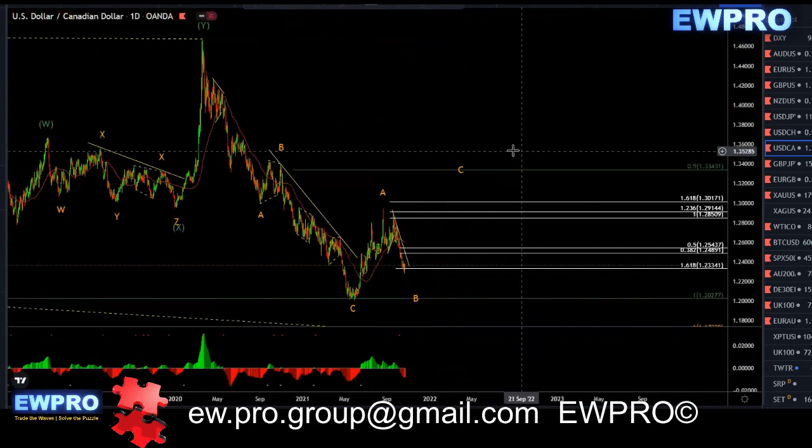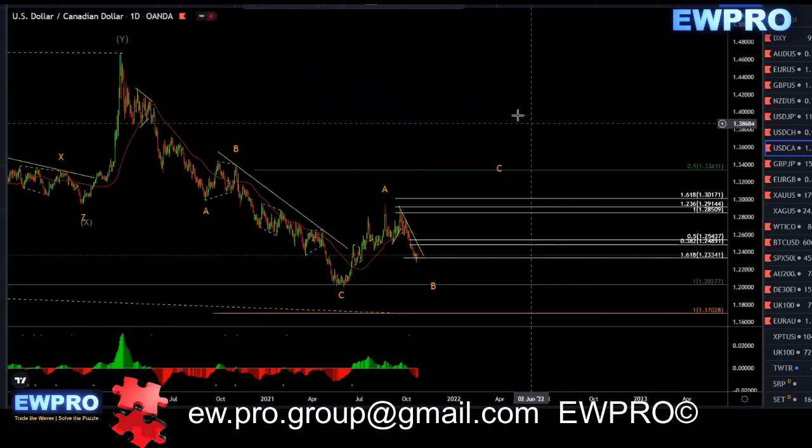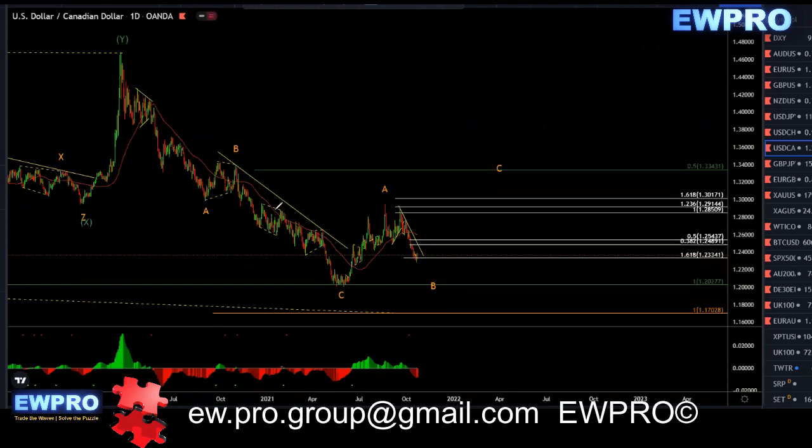Looking at the CAD on the daily, I'm looking at this. We've taken out that bear hidden, like I showed ages ago, when we went up here. We've taken out that bear hidden. So I'm looking at all this as a correction in here before we get that C up.